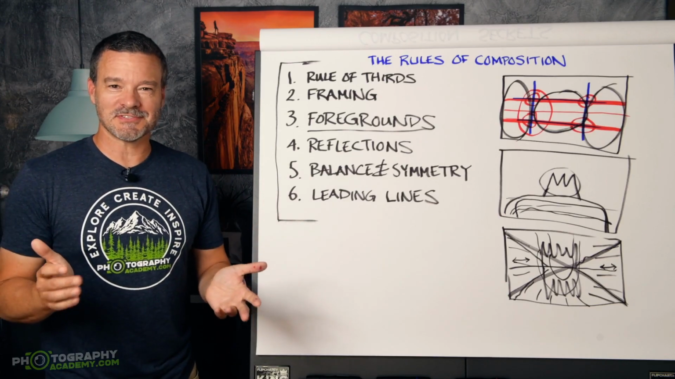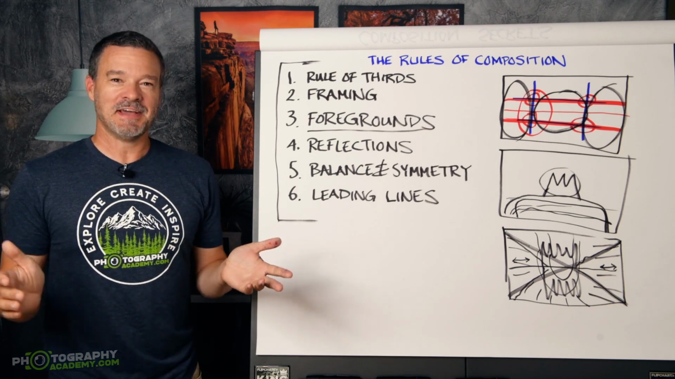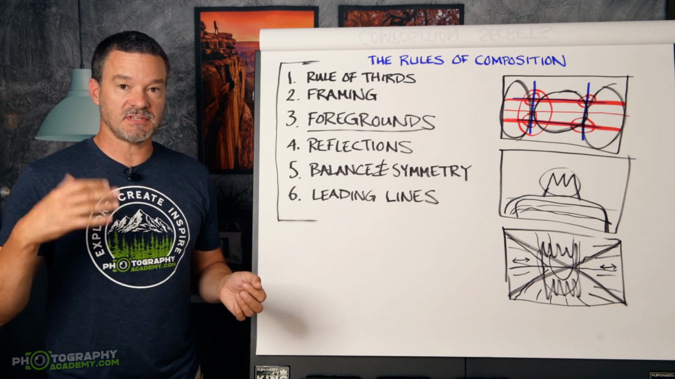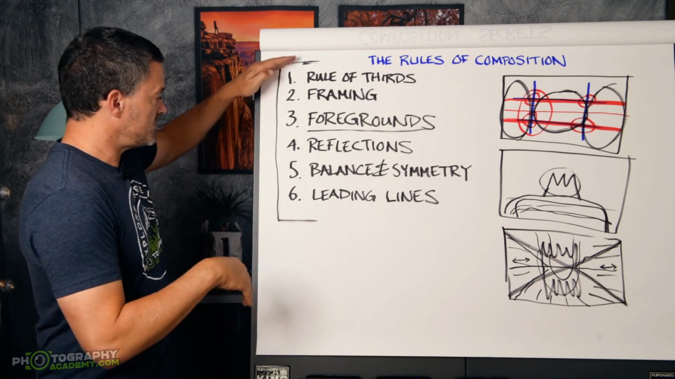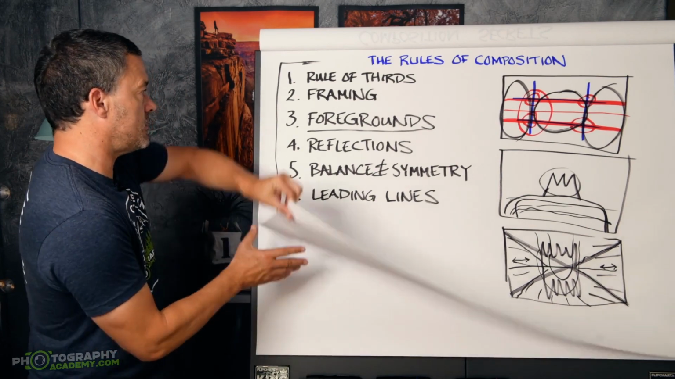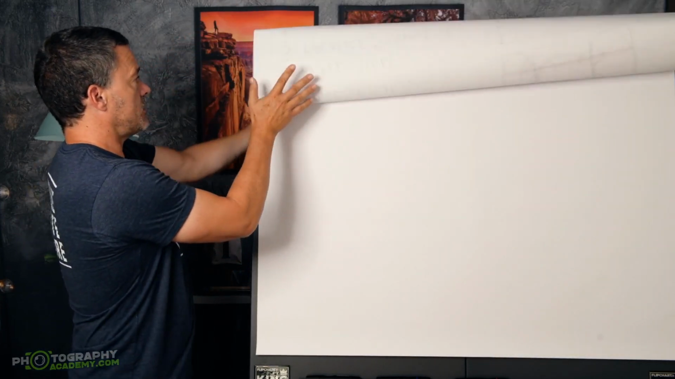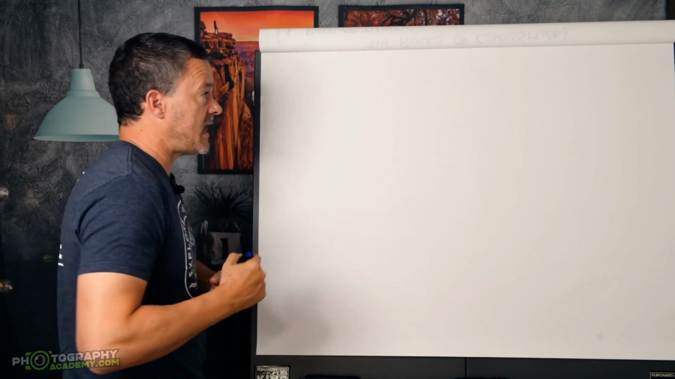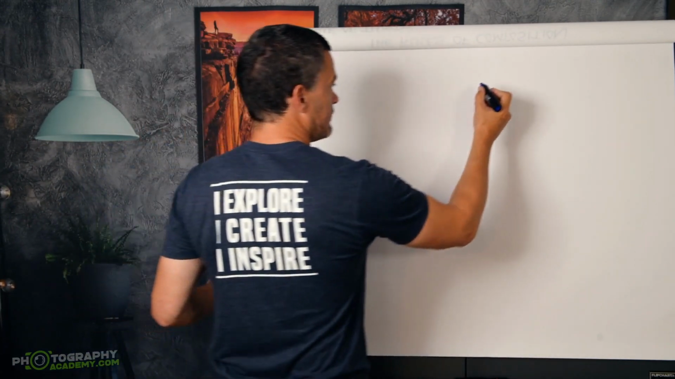Stacking the rules of composition. Like, what the heck is stacking? Well, this is where you use the most number of rules of composition at the same time in the same frame. So I just went over the 6 most common rules of composition for landscape photos. And what is a really great trick to use is stacking those rules in the same frame.